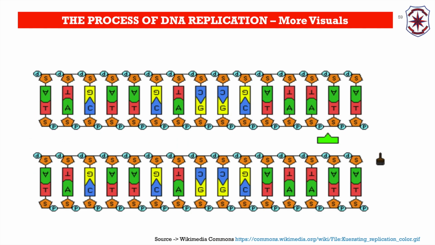Now, at the end of DNA replication, let me just go back there. At the end of DNA replication, we will now be having two DNA molecules that, when you look at them, when you look at the codes in terms of the sequence of nitrogenous bases, are identical. Okay, guys, I hope this made sense.